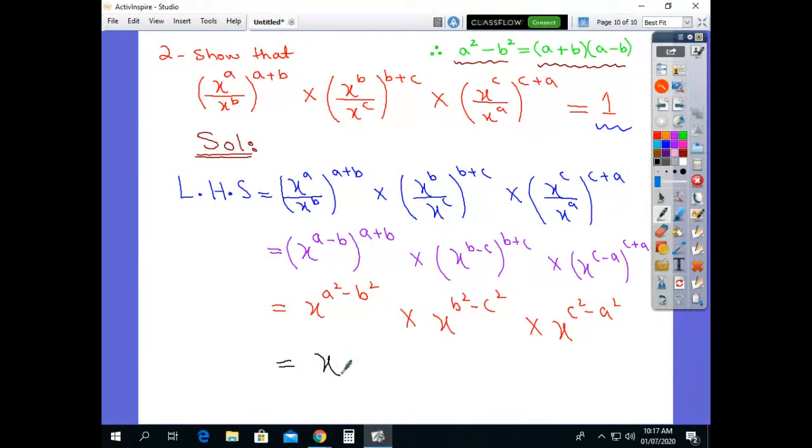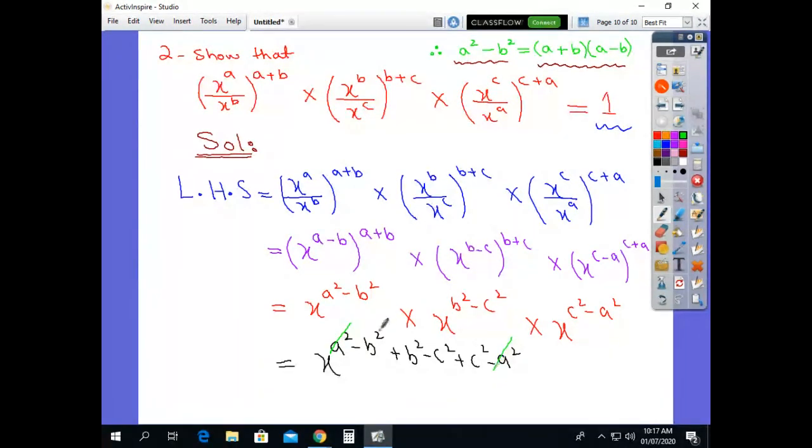We write base one time and add all the powers: a square minus b square, added with b square minus c square, added with c square minus a square. Here we see that we have a positive a square and a negative a square. Both cancel each other.